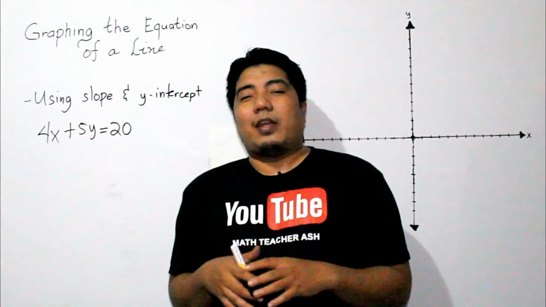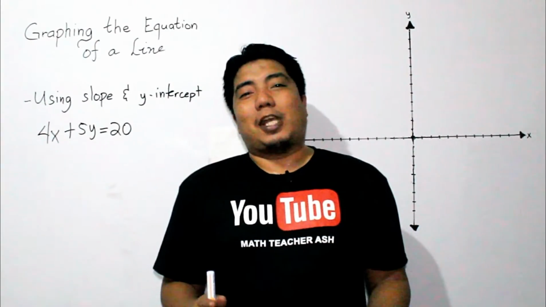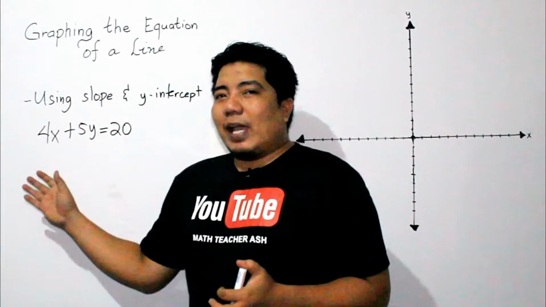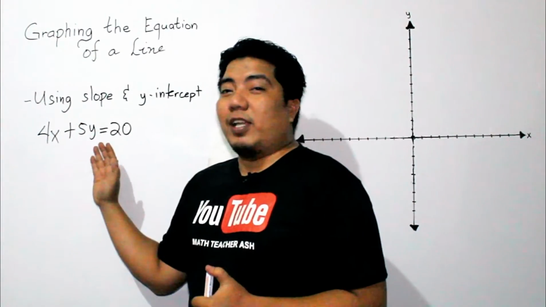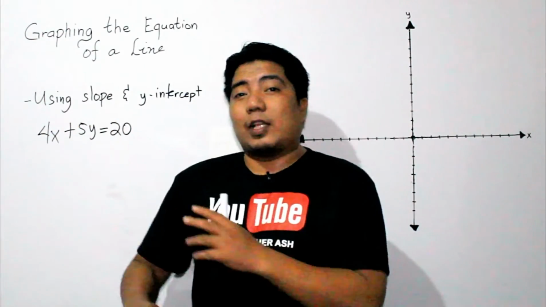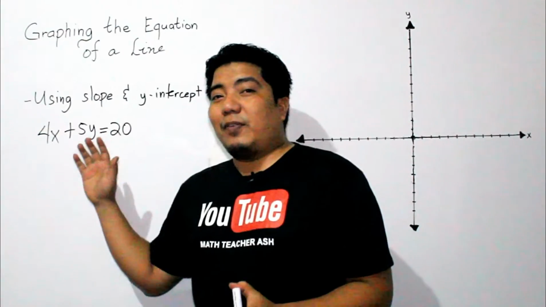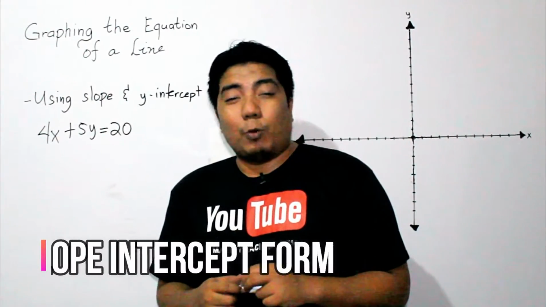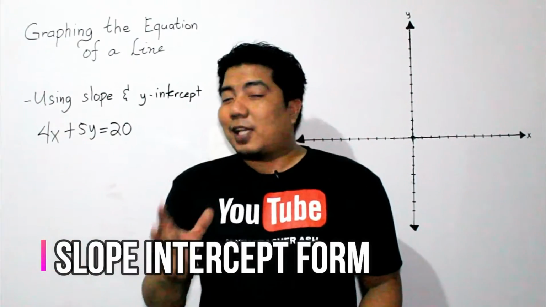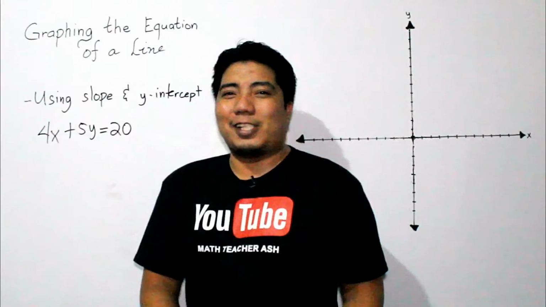Okay, math learners, we are here in our third part. We have using a slope and the y-intercept in graphing your linear equation. So how do we do that? We have here an example, 4x plus 5y is equal to 20. Now, if this is the case, what you can do is not to substitute any values. What you can do is you just change your standard form into a slope-intercept form. Because in the slope-intercept form, by just looking at it, you can determine your slope and your y-intercept.